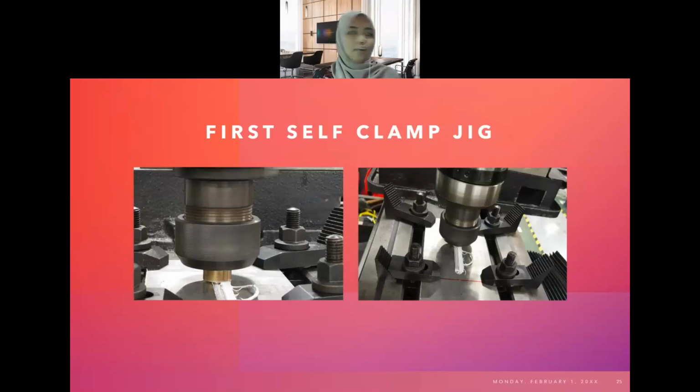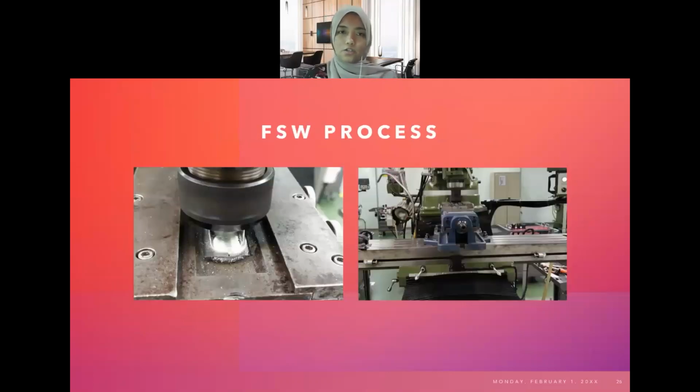And here is the first clamp jig. For the first clamp jig, the result is not the one that I expected. I can't show you, because the tool pin went through the aluminum AA6061, which means there was a problem with the clamp jig, because I tested it on more than 10 plates. So we used the original one from the laboratory, and you can see the welded region here is much smoother than this one.